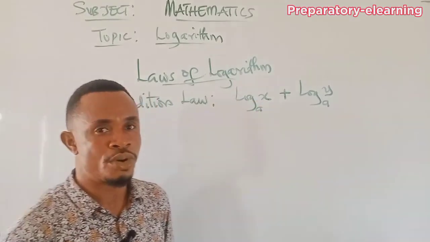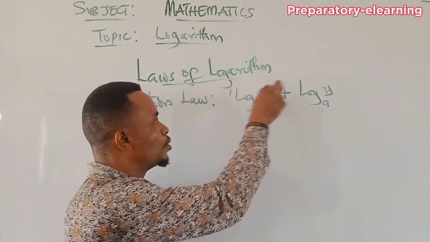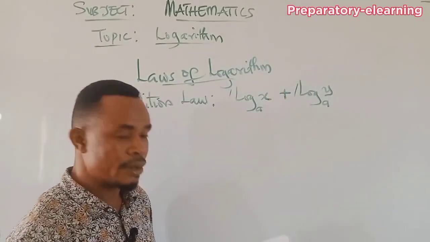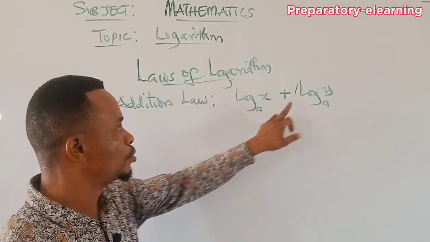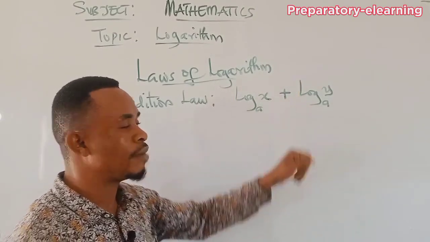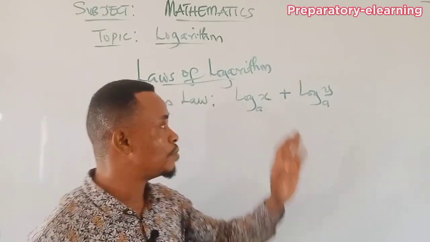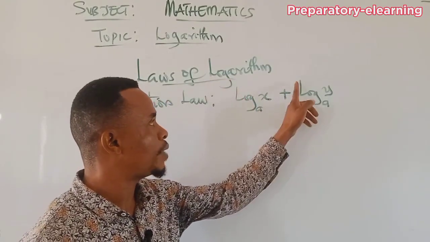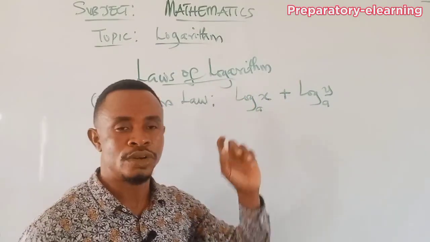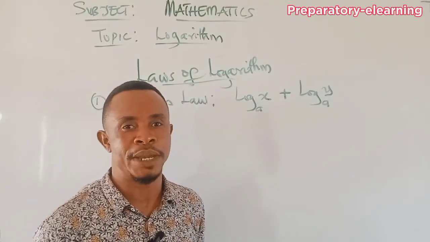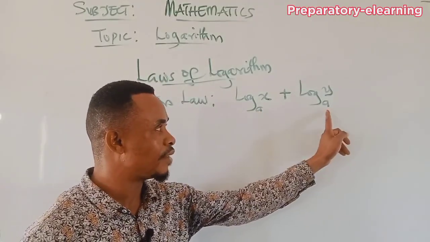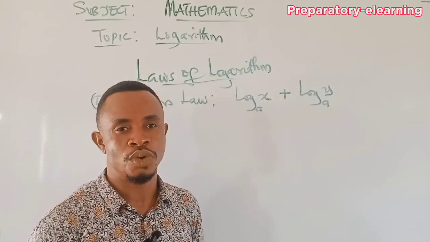But of course, we know that there is an invisible 1 there. But on the other hand, it is assumed that there is no number there. So the condition is that you must not have a number behind the log. And condition number 2 is that the bases must be the same. If the bases are different, the law does not hold true.